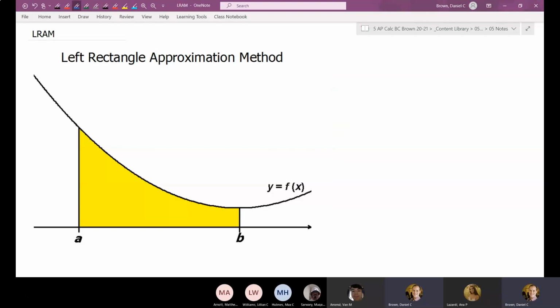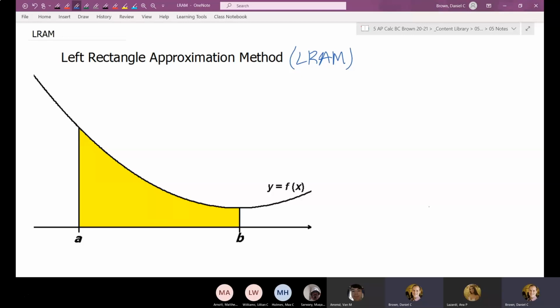So in this first one, I have some basic function f of x, just made it up. And we want to approximate that area I have shaded in yellow. This is called a left rectangular approximation method. Oftentimes we would just abbreviate this as LRAM. And what that means is we are going to be drawing in rectangles from the left-hand side to approximate the area under the curve. Normally in a problem like this, they would tell you how many sub-intervals to use.